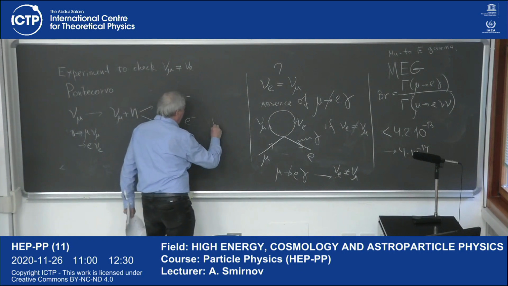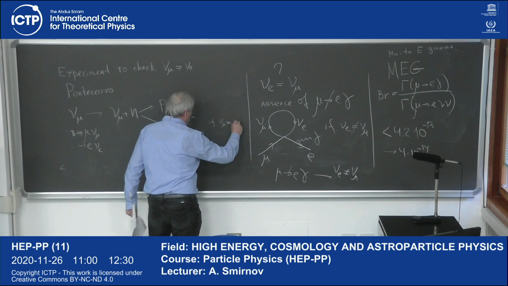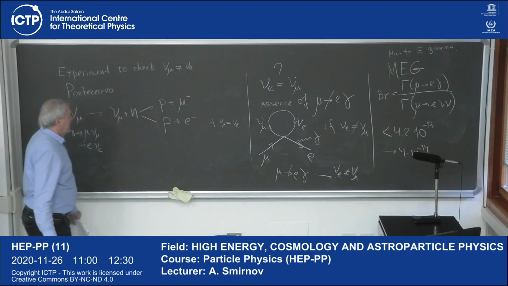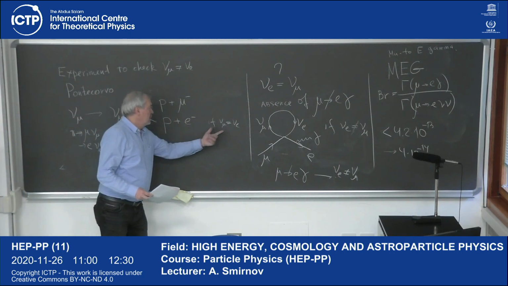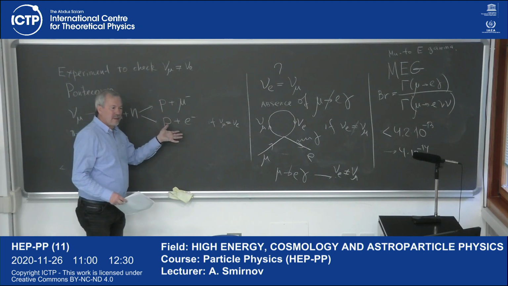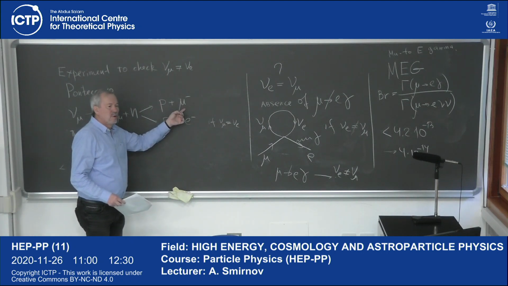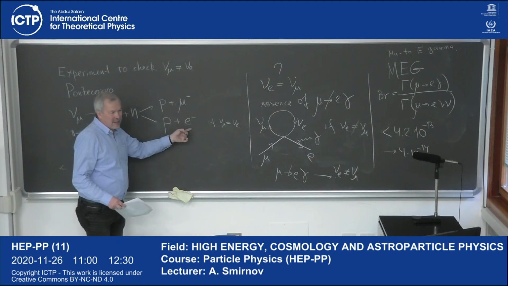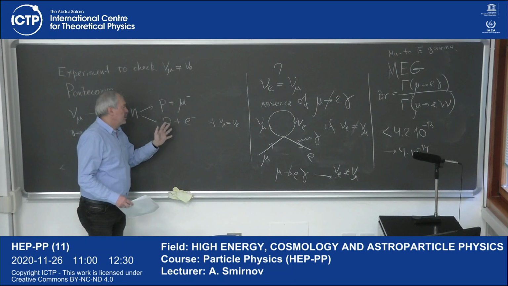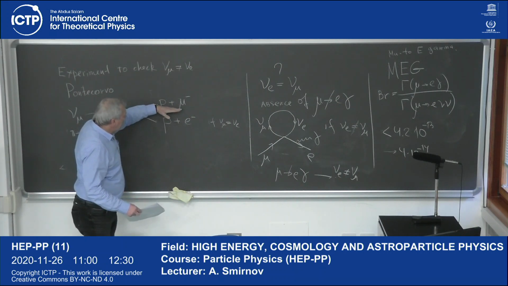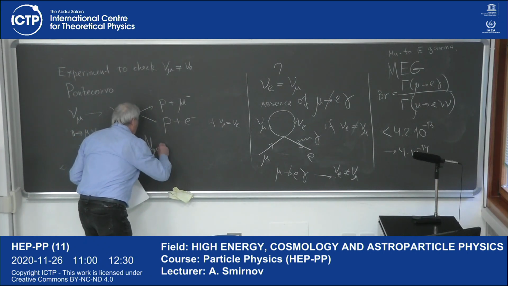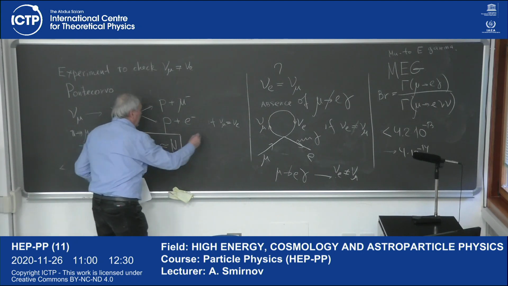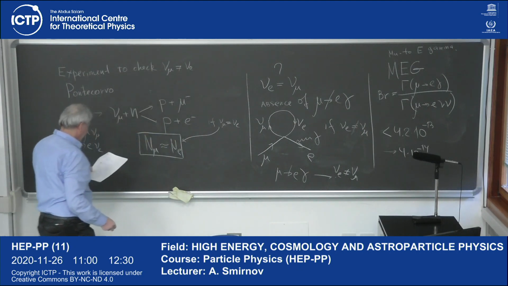So if nu mu equals nu e, then you expect also this transition. And in the case of coincidence, they should be of the same rate. Of course, one needs to take into account that here is a muon, which is a bit heavier than an electron, right? But apart from these trivial kinematic factors, you expect that the number of these events equals the number of these events, the number of mu events should be equal to the number of e events, if you have this coincidence.